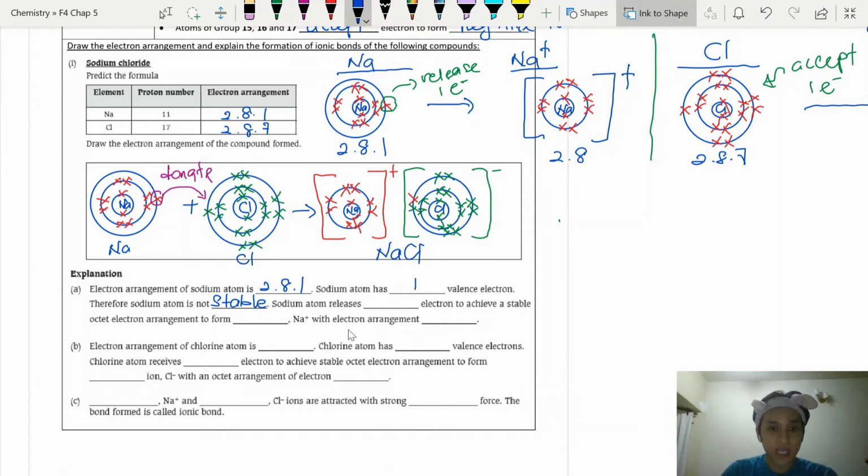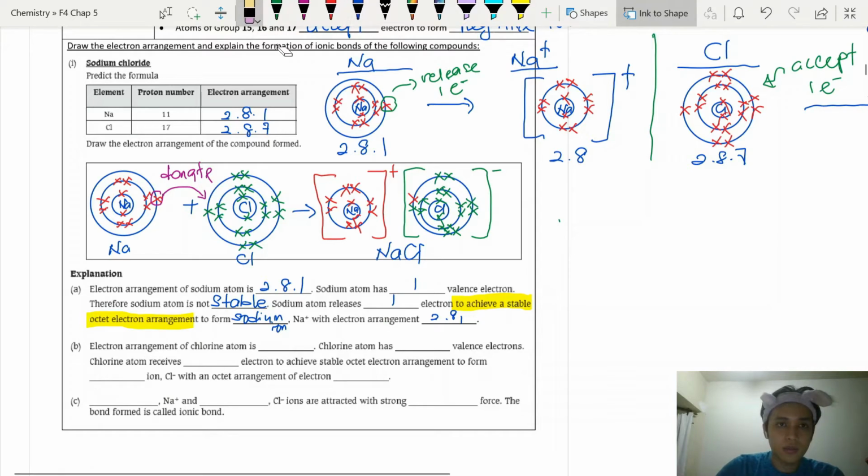So to achieve octet, they are going to release one electron to achieve stable octet electron arrangement. You must have this in your answer to form the sodium ion. Sodium ion, Na plus, with electron arrangement 2, 8 only.